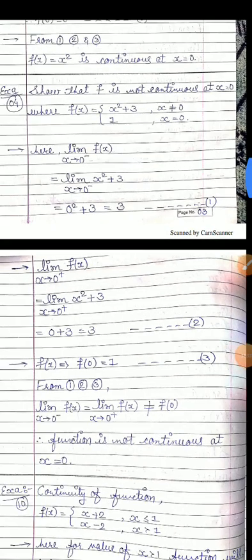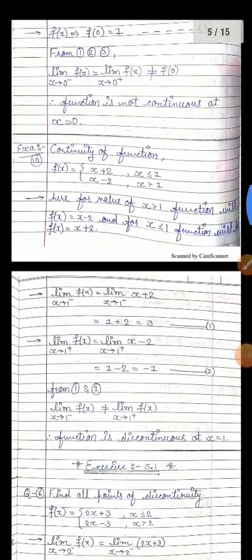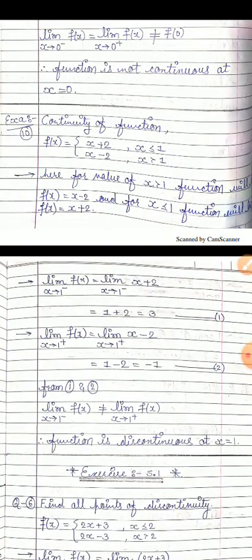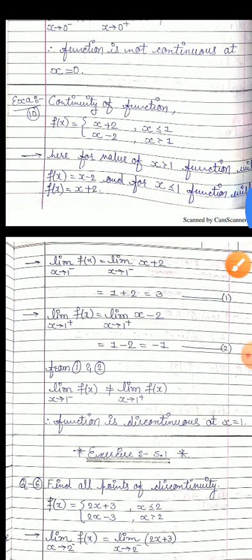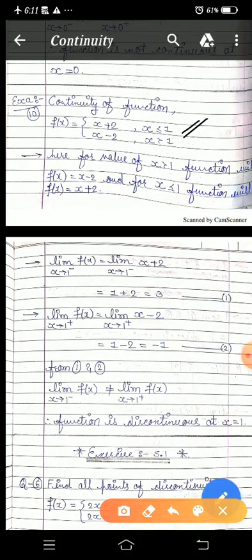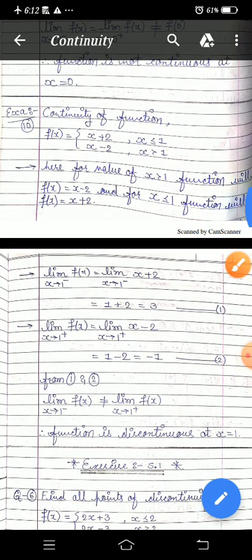Suppose our next question is example number 10 from our textbook. Check the continuity of the function f of x. f of x is given by x plus 2 whenever the value of x is less than or equal to 1, and f of x equals x minus 2 whenever x is greater than 1. So whenever x is greater than 1, we take the function as x minus 2, and whenever x is less than or equal to 1, we take the function as x plus 2.